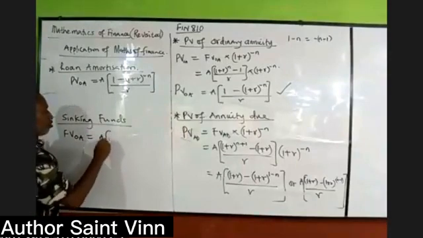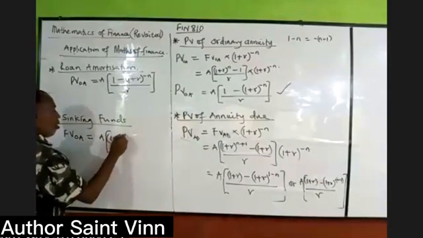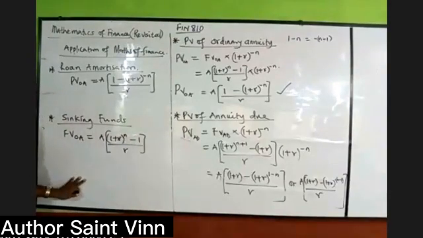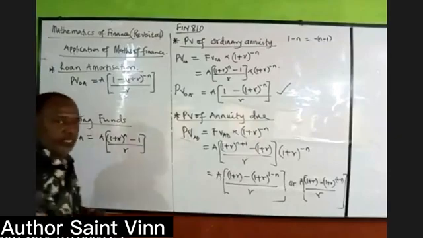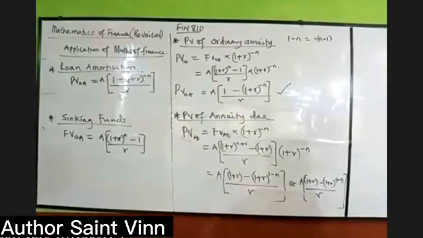The formula for ordinary annuity is A into (1 plus r) all raised to power n minus 1, all over r. Is it clear? On that note, those are the formulae that we need as far as mathematics of finance is concerned. We have given you 10 formulae. The first time I gave you 6, the last time I gave you 4, making 10.